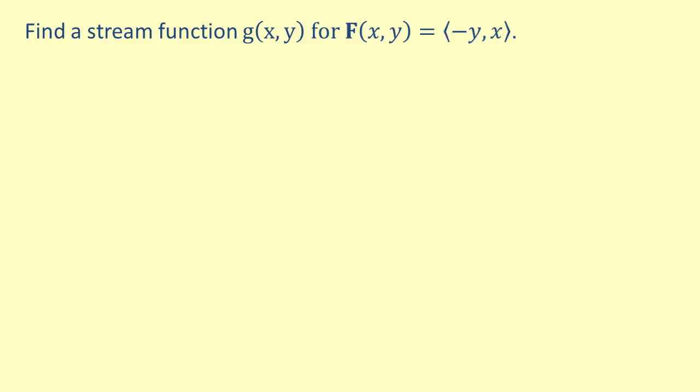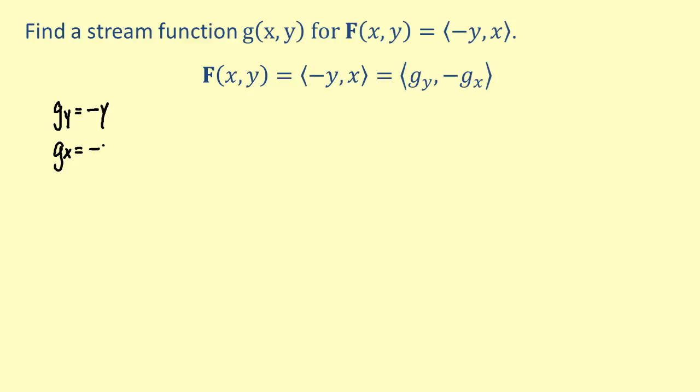Now let us find a stream function for the vector field F of (x, y) equals (-y, x). For the given field, we must find g sub y and g sub x. Note that g sub y is the x component, and g sub x is the negative of the y component. Therefore, g sub y is equal to negative y, and g sub x is equal to negative x. Since the components of field F are the derivatives of the stream function g, the function g is made of the integrals of the components of F.